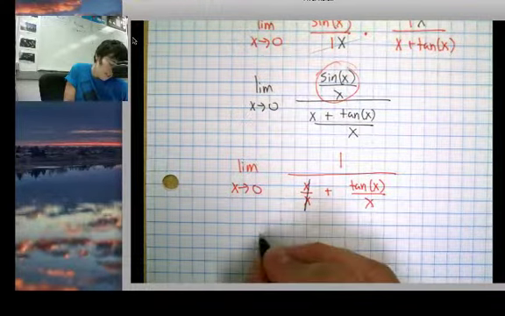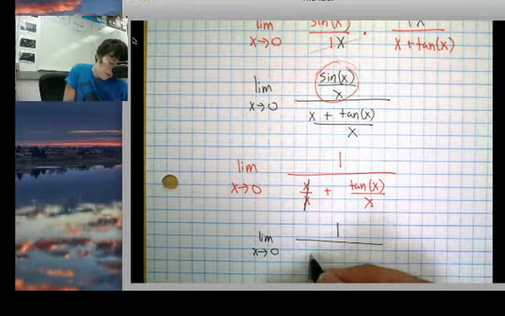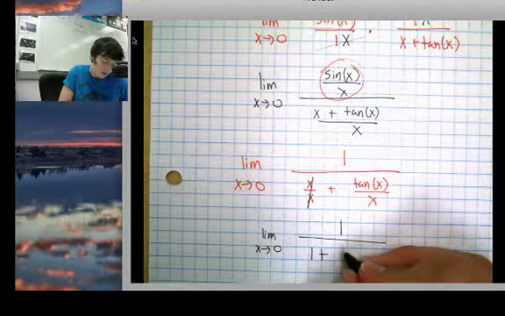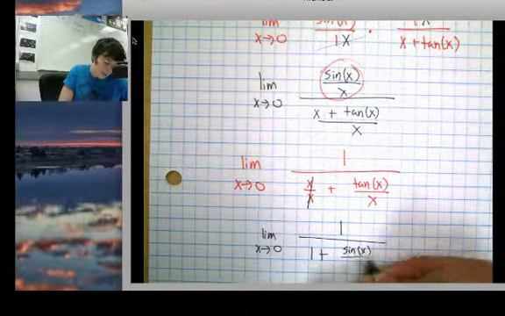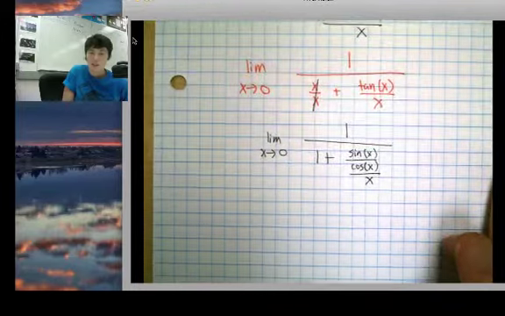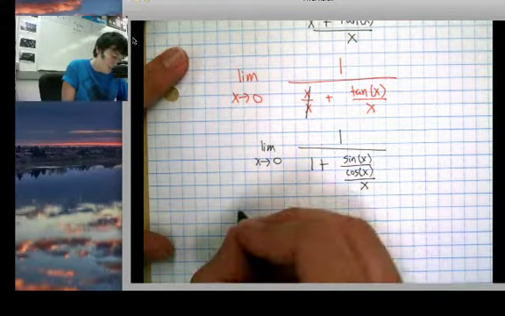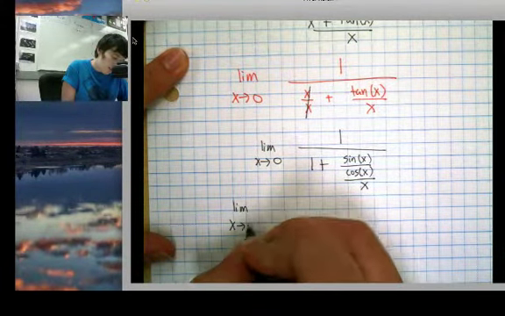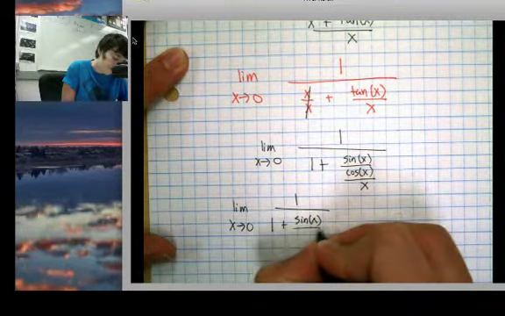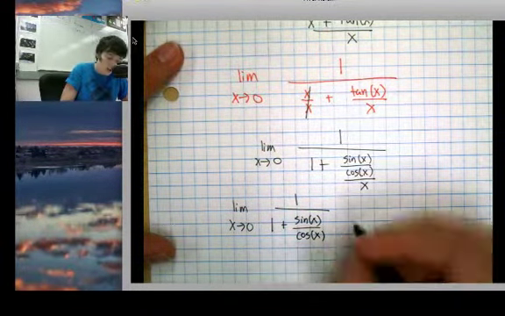So I have the limit as x goes to 0. Big fraction. I have 1 over 1 plus, and I'm going to change tangent to sine over cosine. So sine of x over cosine of x all over x. It's still ugly. This fraction is still really bad, but it's getting better because I'm going to move this fraction around. Limit as x goes to 0 of 1 over 1 plus sine over cosine. And I don't want the triple fraction, so instead of writing over x, I'm going to write times 1 over x.